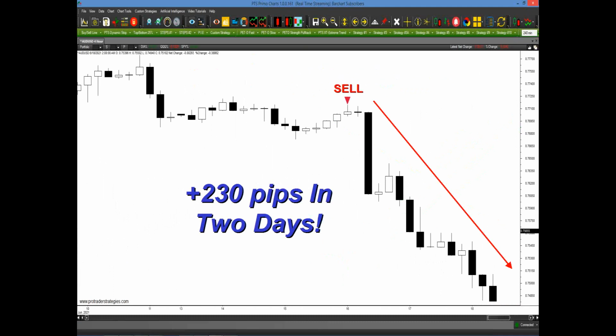Here's a 4-hour chart of the Australian dollar. Once again, a couple of weeks ago, here we have a downtrend, followed by a very shallow pullback to the upside on this 4-hour chart. A sell signal was generated right at the top, and potentially in the next 2 or 3 days, you could have captured over 200 pips. That's over $2,000 per unit.